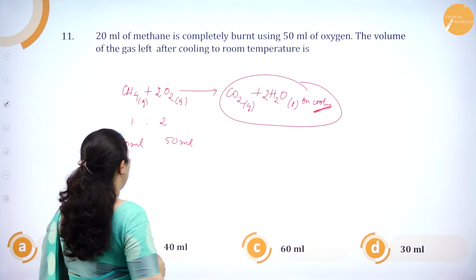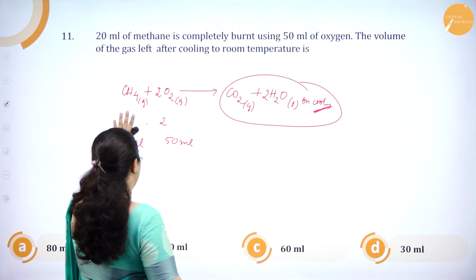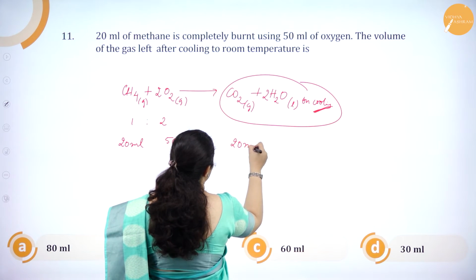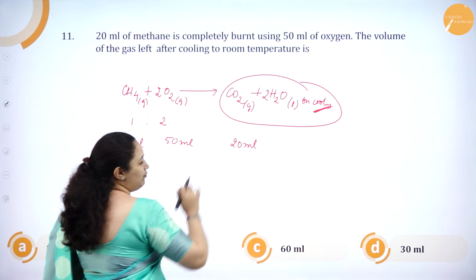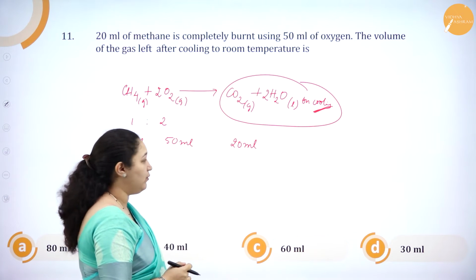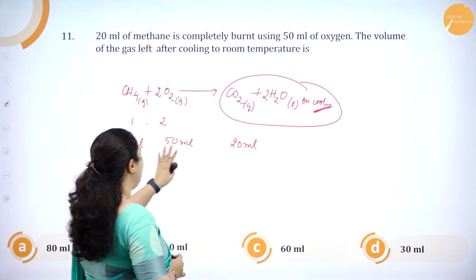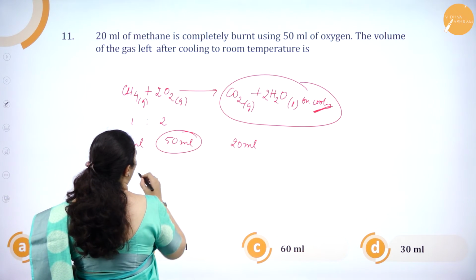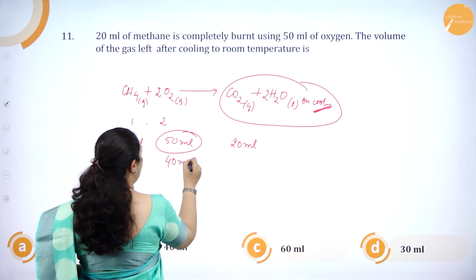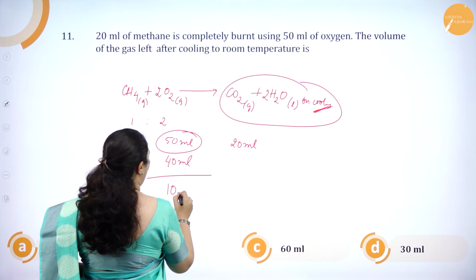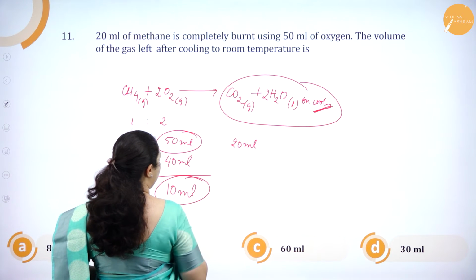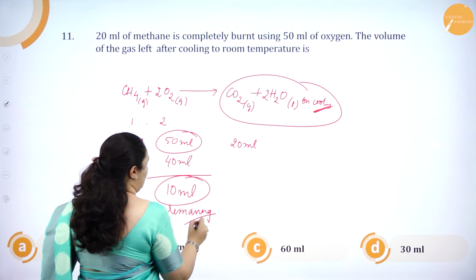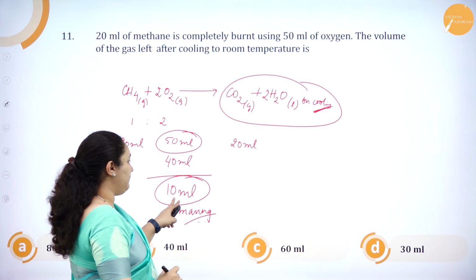They are asking. See here, when 20 ml of methane is there, you will get 20 ml of carbon dioxide. Correct? Water I am not bothered because on cooling it will form a liquid. Okay. So 20 ml will give me 20 ml. But 20 ml will utilize how much of oxygen? 40 ml it will utilize. So how much will remain? Only 10 ml of oxygen is remaining. Correct? So 10 ml is remaining.